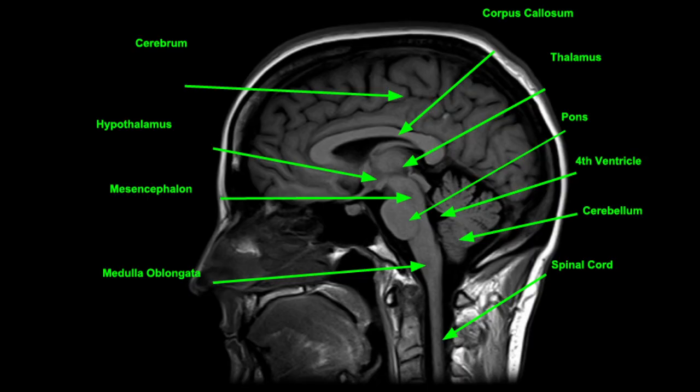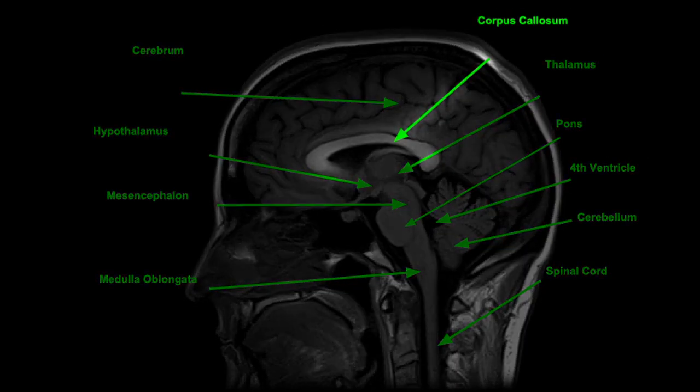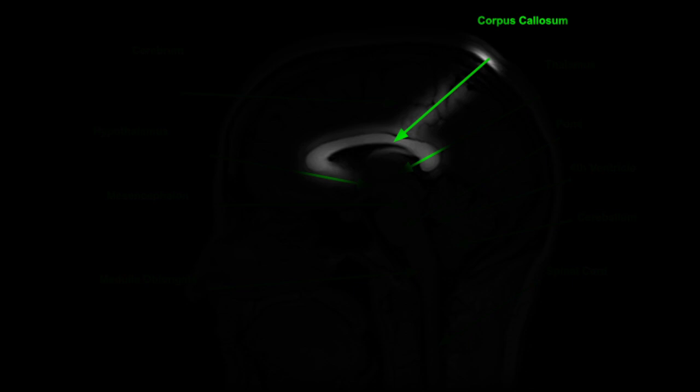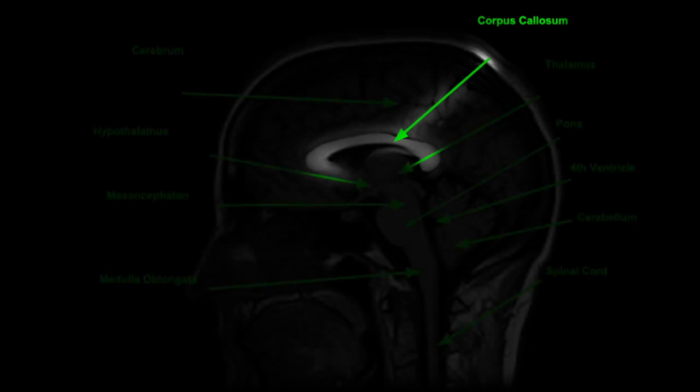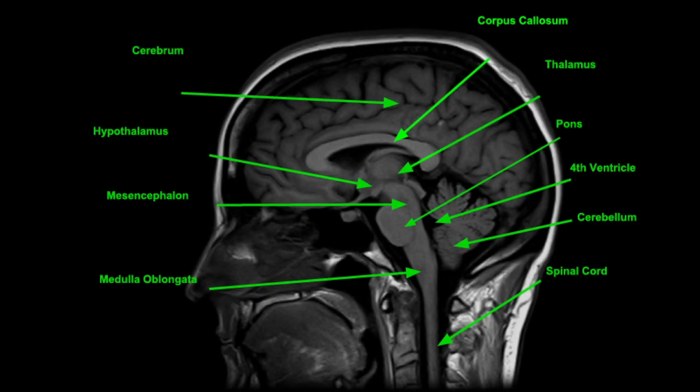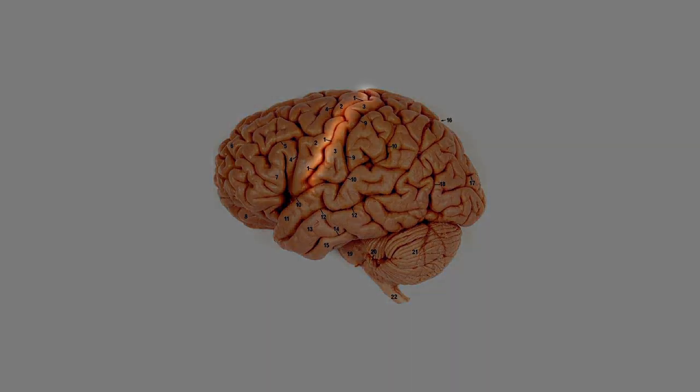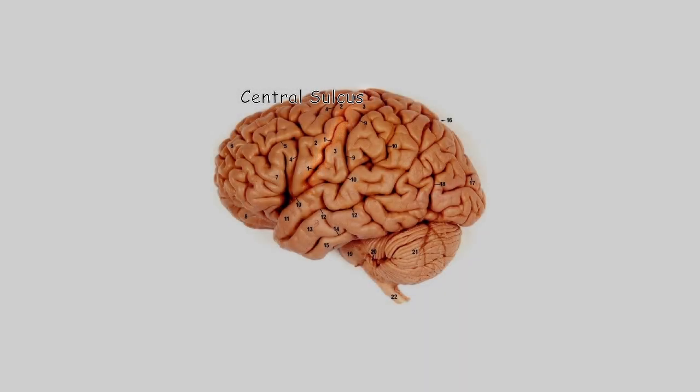Above all of this is a broad band of nerve fibers, known as the corpus callosum. The corpus callosum basically just connects the 2 hemispheres of the brain. Let's now move on even farther to the top of the brain. This groove right here is known as the central sulcus. This is a landmark of the brain that separates the parietal lobe and the frontal lobe.